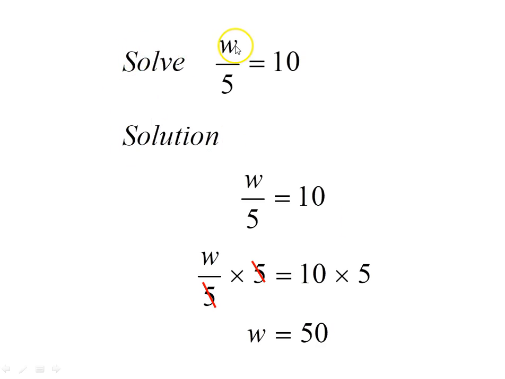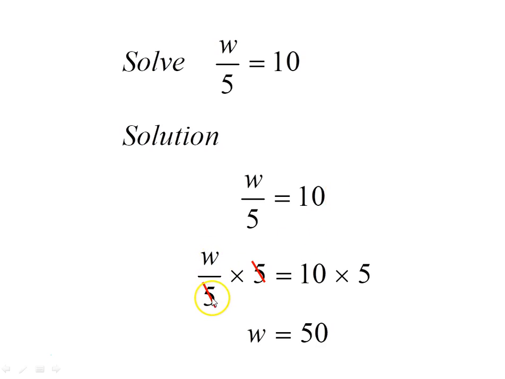Next one, let's solve w over 5 equals 10. Well, w divided by 5 equals 10. The opposite of divided by 5 is times 5, or the inverse of divided by 5 is times 5. So if we're going to multiply the left-hand side by 5, because of the equal sign, we must also multiply the right-hand side by 5 to keep the equation equivalent. What we do to one side, we must do to the other side in order to keep the equation equivalent.